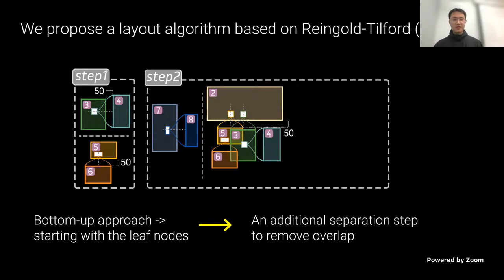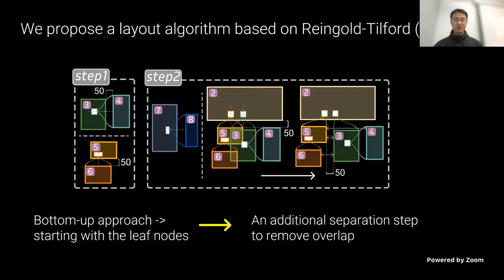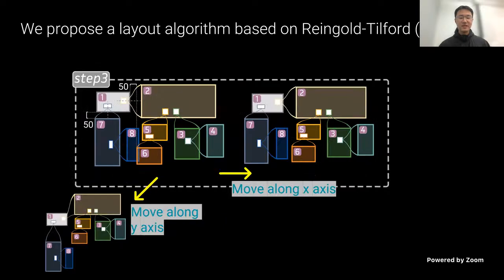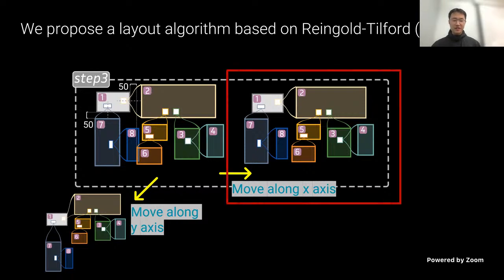After placing the nodes as shown in step 2, an additional separation step is performed to eliminate the overlap. The remove overlap process is equivalent to the problem of finding the minimum translation vector, where optimal solutions often require complex algorithms. We opted for a simplified approach with linear running time, performing the separation along both x and y axes twice, and choosing the solution that results in the shortest distance moved. In step 3, for example, we separated the two subtrees by moving them along the x-axis.